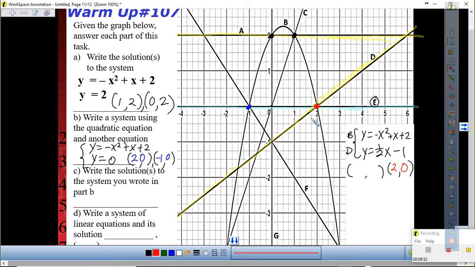Jason, what's the other solution? -1.5. -1 3/4, so -1.75. Let's see. -1.5 is about right here. -1 3/4 is about right here. That is correct. That line is intersecting the parabola there.